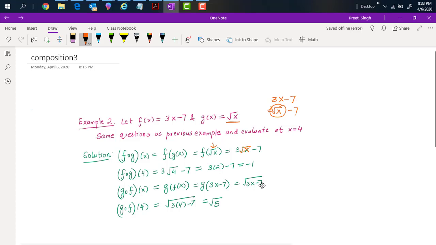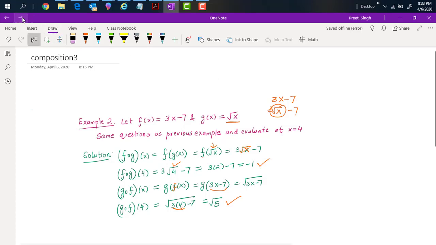Similarly, FOG of 4, if I ask you to calculate this, just plug in 4 in place of x, which is right here. Square root of 4, which is 2. So 3 times 2 minus 7, which is -1. Now GOF of x, the other way around, will be g of f of x, which is g of 3x minus 7. And g is just the square root of any input, so it takes the square root of 3x minus 7. If I do GOF of 4, just plug in 4 right here, which will give me the square root of 5. Okay, so that's another example.